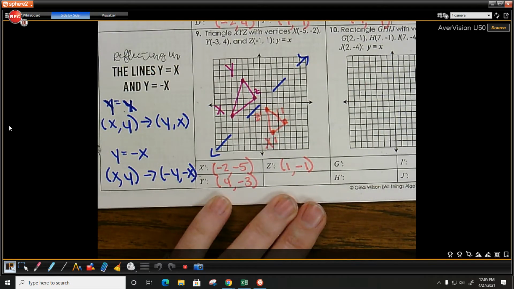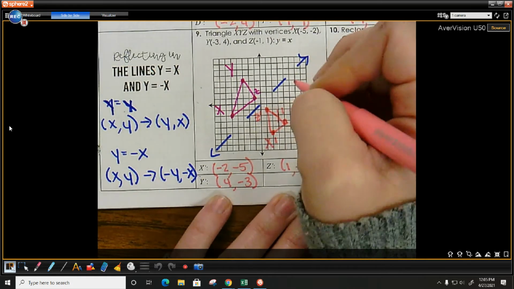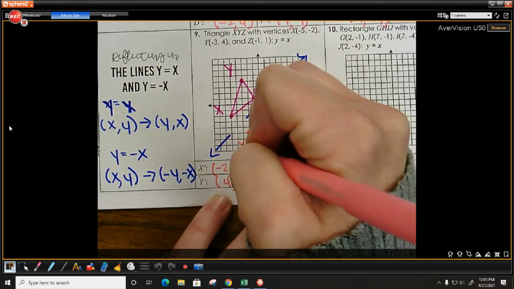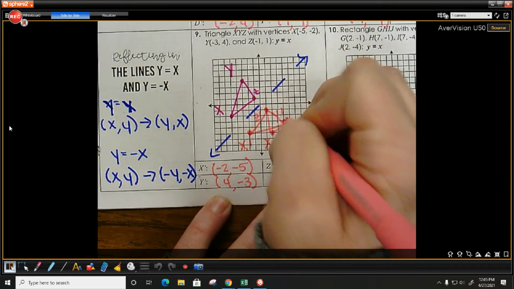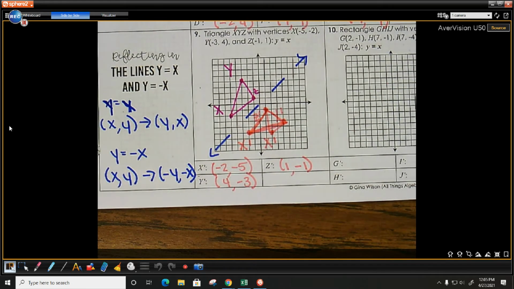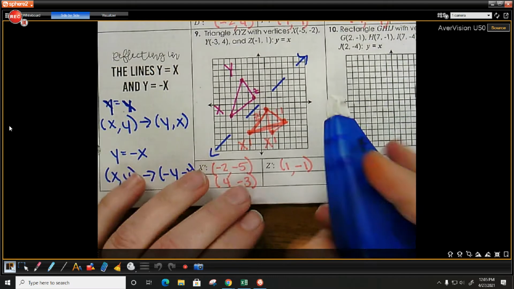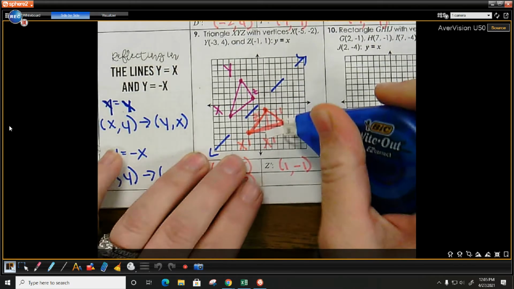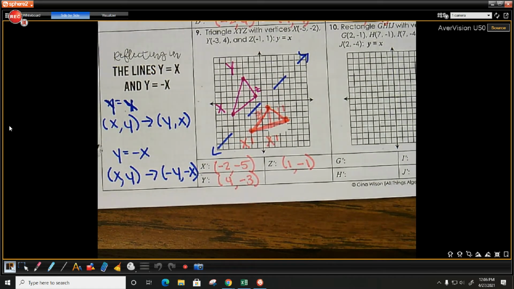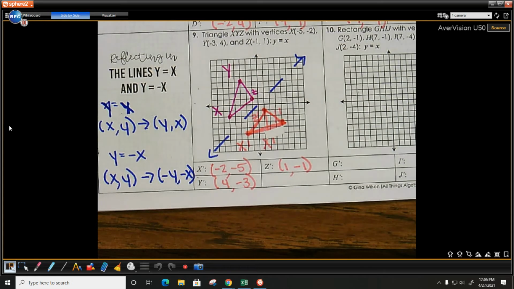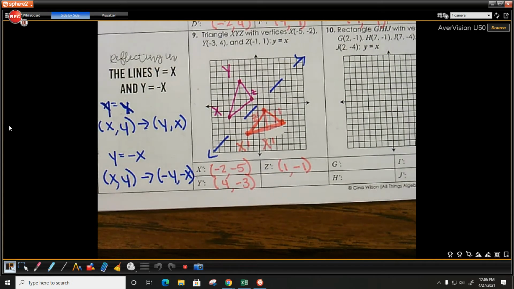What did I do wrong? It doesn't look right. Oh, I did -5, not -2. Yes, that looked way wrong. There we go. My x prime was in the wrong spot. Now, does that look like it's a mirror image over this line? Yeah. Okay. Let's just keep using the rule. I don't really feel like graphing all these.